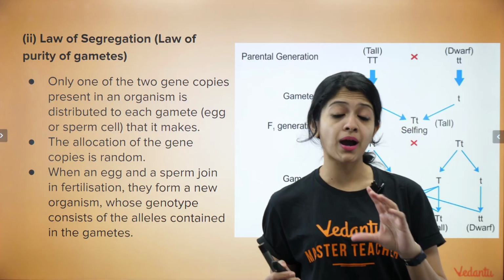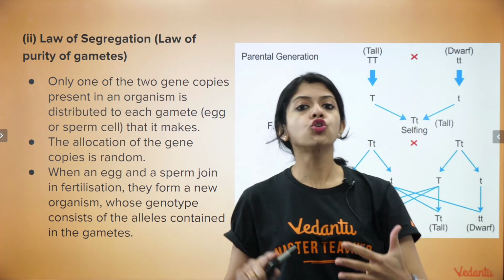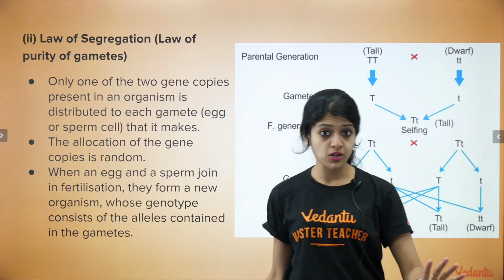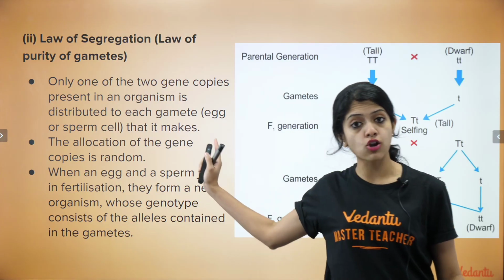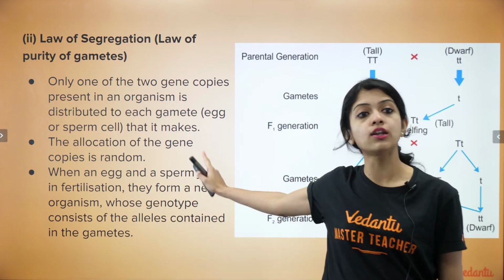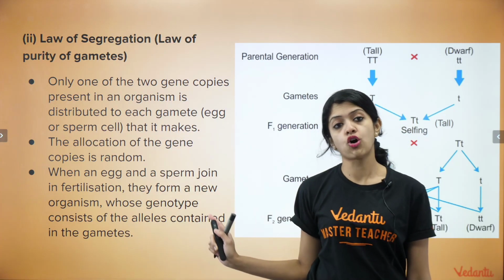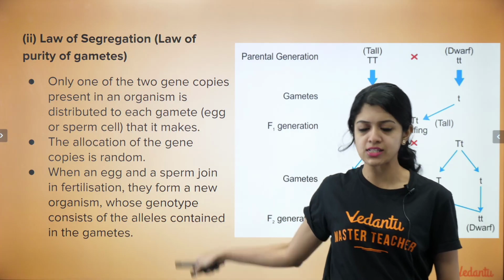It can come as part of your 5-mark question. Like 1 mark in your 5-mark section could be allotted to any of these laws. Okay. So 2 of these laws, Mendel's law 1 and 2, are based on the monohybrid cross: the law of dominance and the law of segregation. Law of segregation is also called law of purity of gametes, and this is what it states.